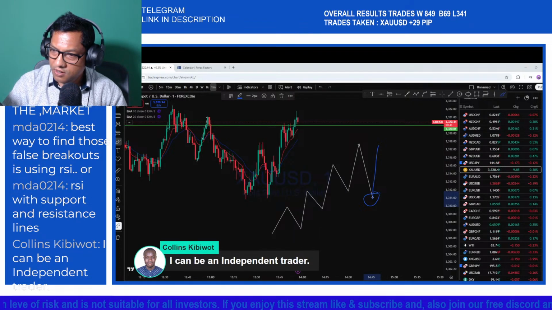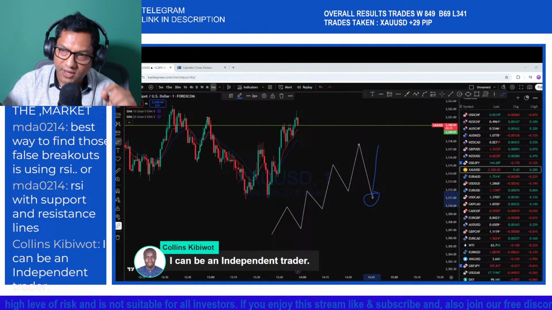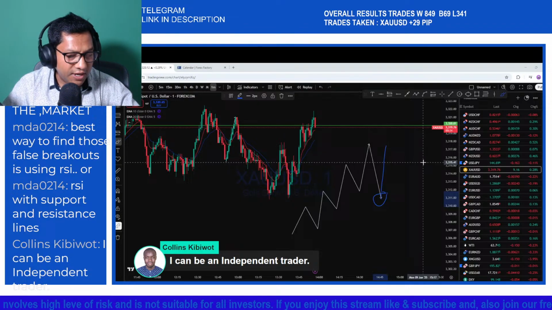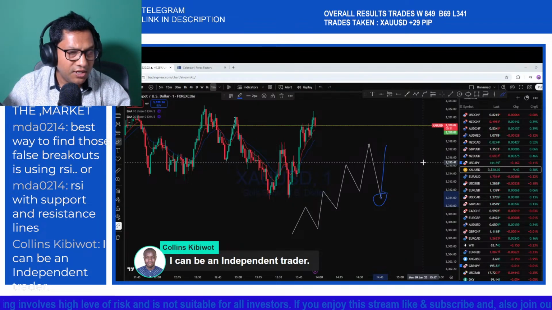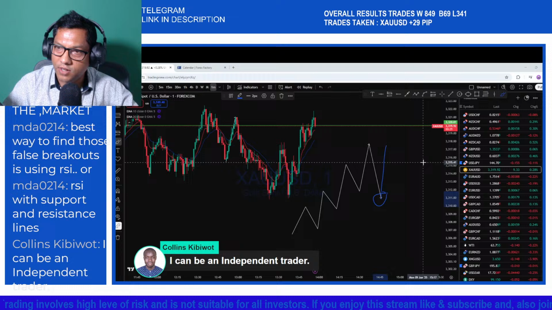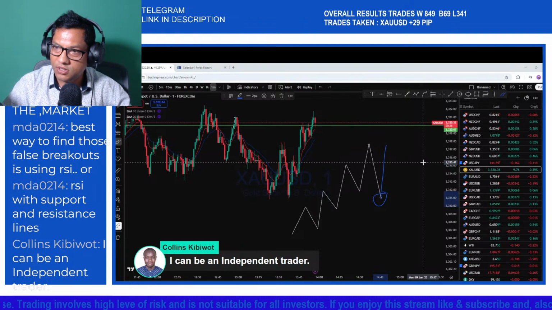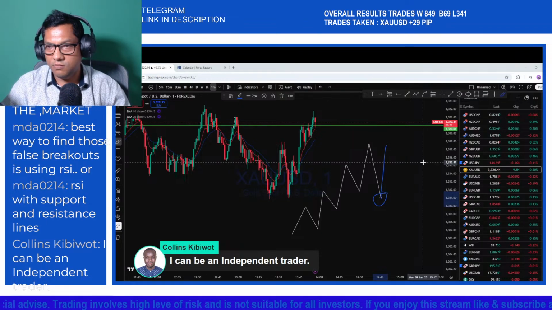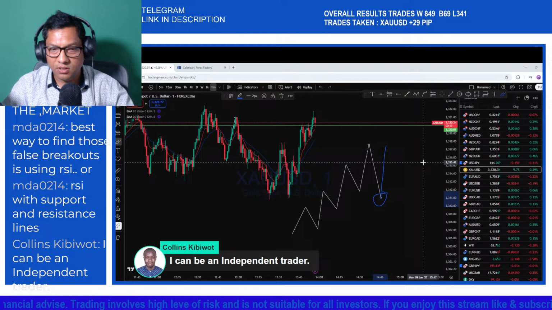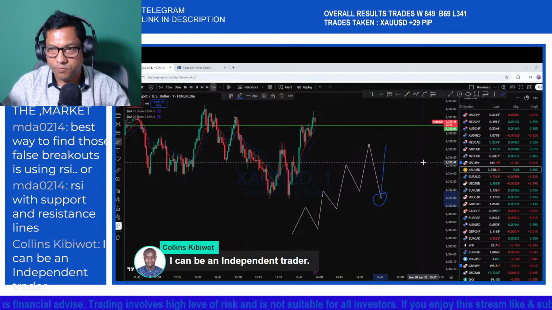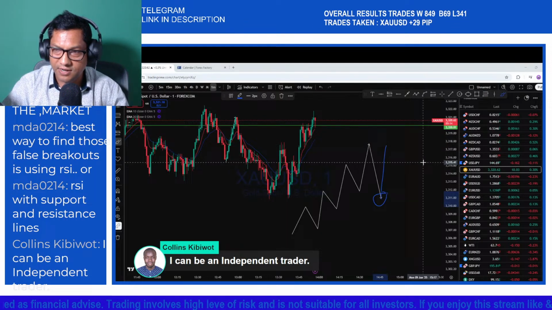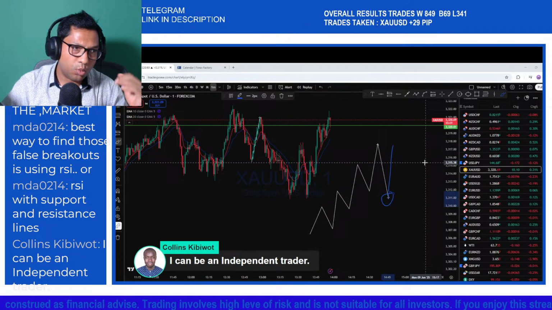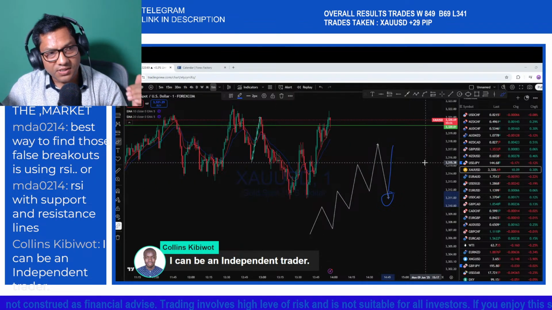Collins, welcome. You can be anyone, anything. If you want to be an independent trader, you can become an independent trader. The only thing you need is to want it, right? But anything you want, you are not going to get it, because the universe will not give you what you want, but what you are. So becoming is more important than wanting, right?